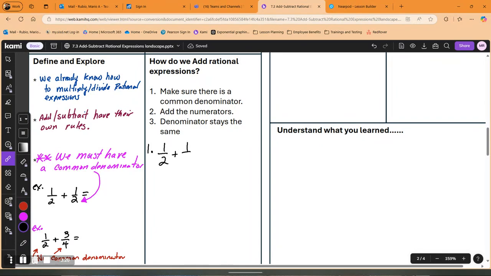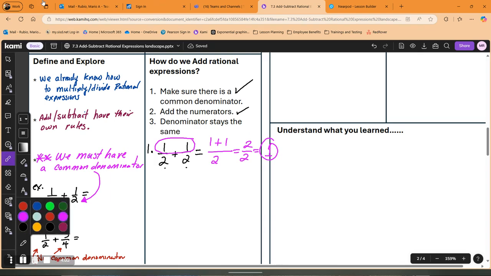1/2 plus 1/2. Well, what's the first thing? Is there a common denominator? Yes, 2 and 2. They're the same number, so they're common. Then we need to add the numerators. The numerators are the numbers on the top. Numerator on top, denominator on bottom. 1 plus 1, and the denominator stays the same. One plus 1 is 2, over 2 is the same as 1.